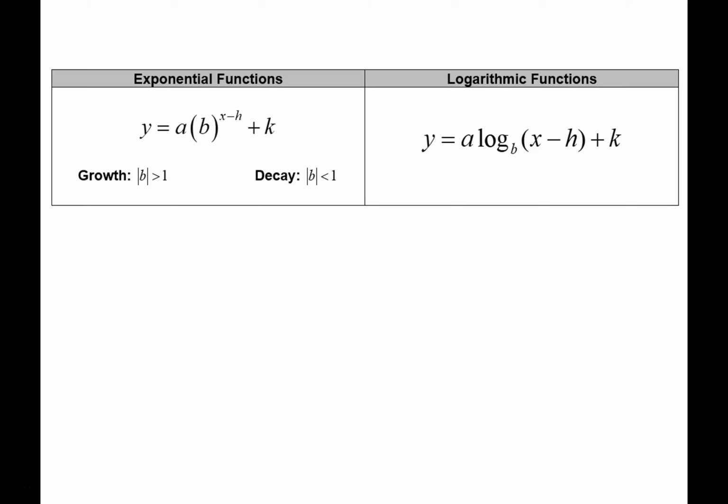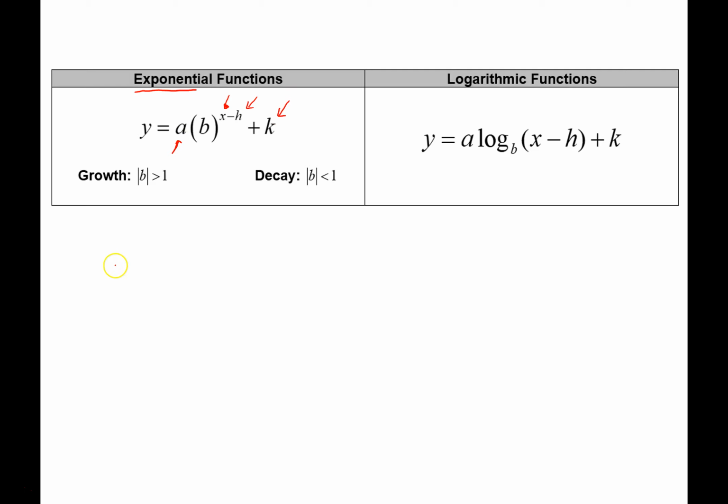You'll notice for exponential functions that the x now is in the exponent, and that's why it's called an exponential function, because the independent variable, the x, is in the exponent. Notice that you do still have h and k and an a value, just like we have with all of our parent functions this year.